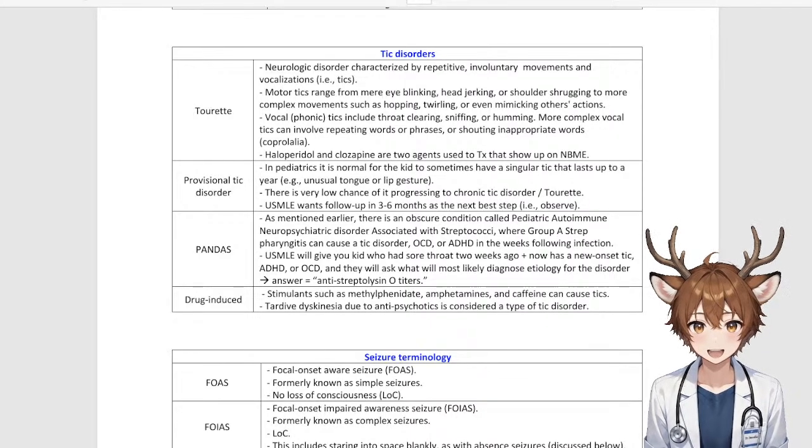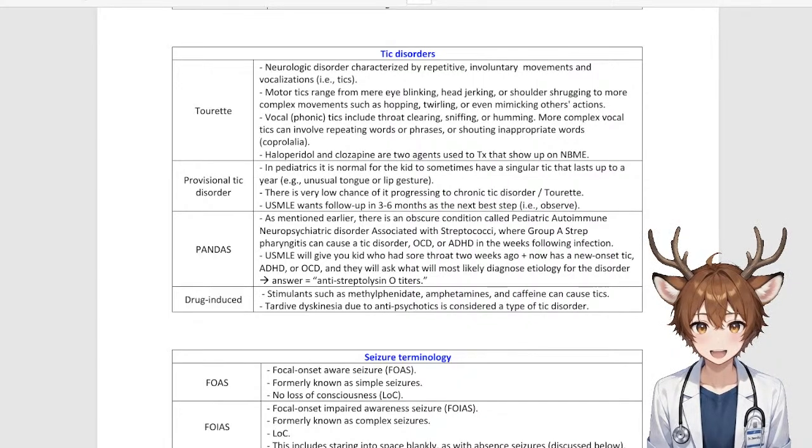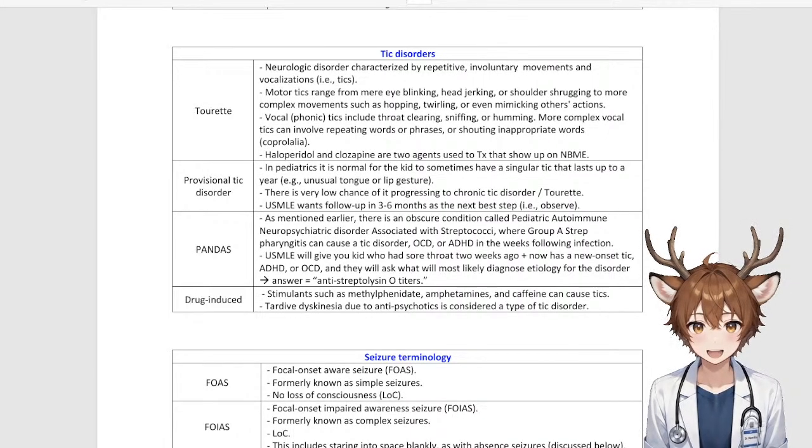Drug-induced tic disorder. Stimulants such as methylphenidate, amphetamines, and caffeine can cause tics. Tardive dyskinesia due to antipsychotics is considered a type of tic disorder.